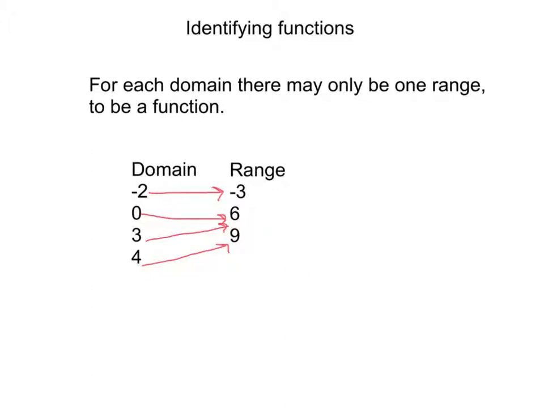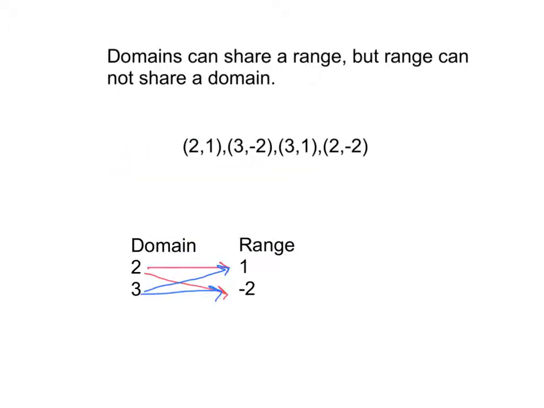The first thing we're going to look at is how to identify functions. For each domain, there may only be one range in order for it to be a function. So we're looking at the domains right here. We have -2 pairs up with -3. 0 and 3 pair up with 6, and 4 pairs up with 9. Domains can share a range, but range cannot share a domain.